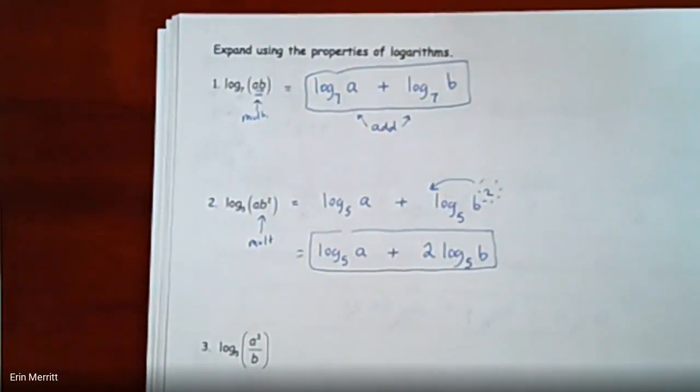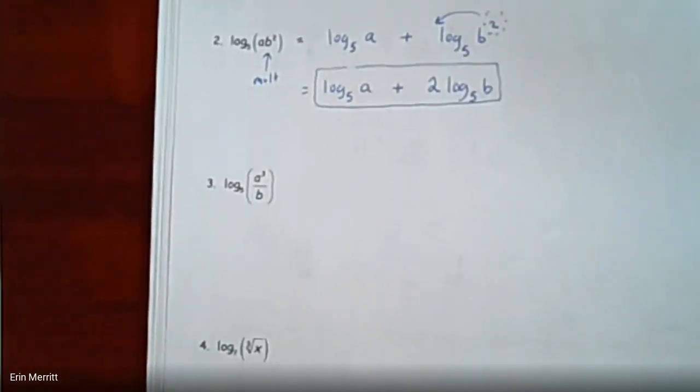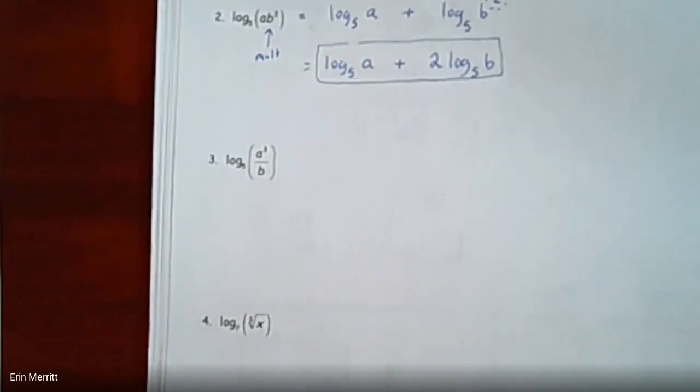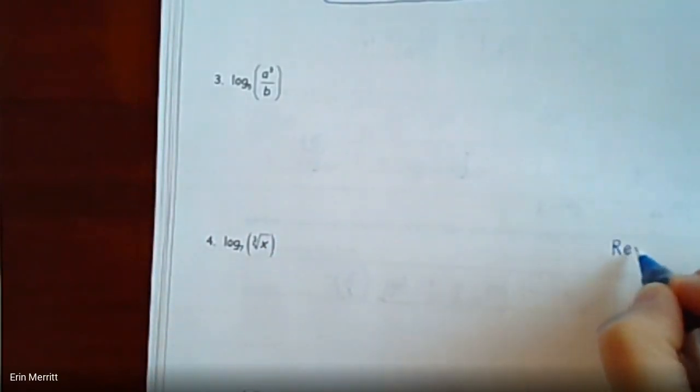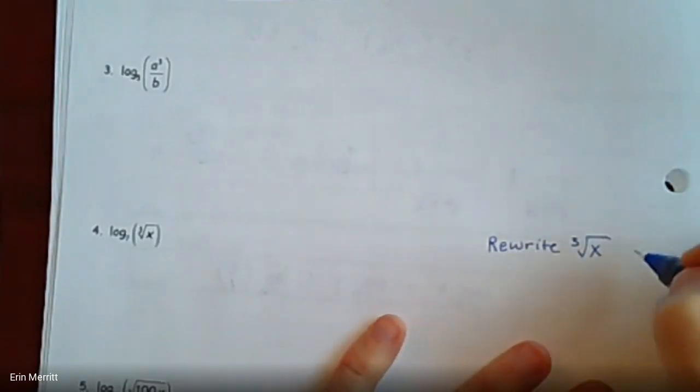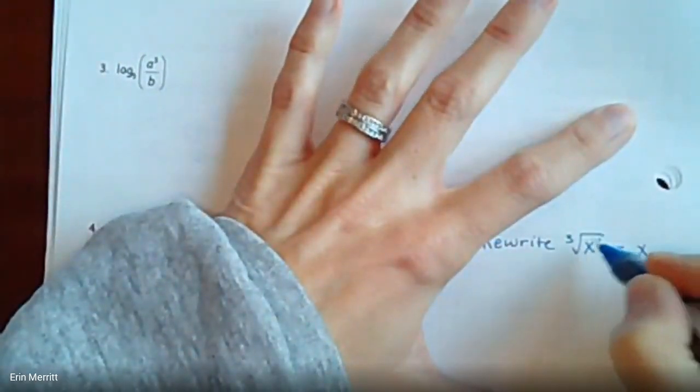As a little hint, I'm going to jump down to number 4. With number 4 here, we have to rewrite the cube root of x. Oops, let me slide. Sorry, wrong way. Rewrite the cube root of x using an exponent. So from the last 2 units, you know that that's a fractional exponent. Power of 1, root of 3. So it's the same as x to the 1/3 power.